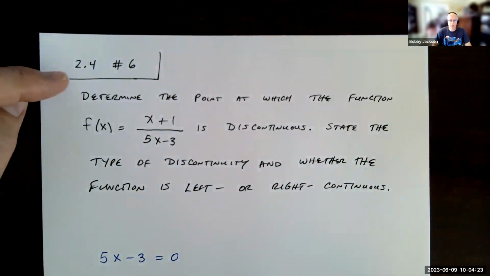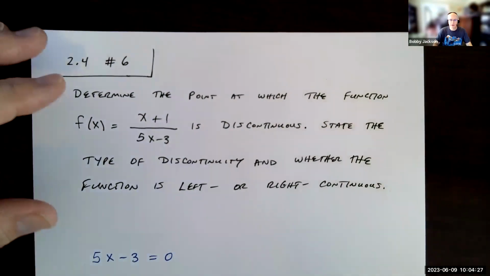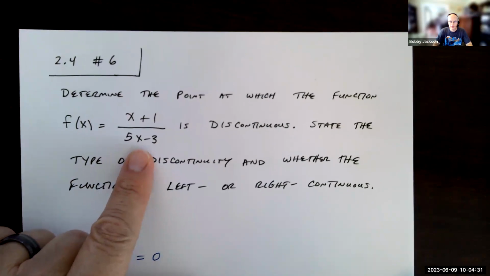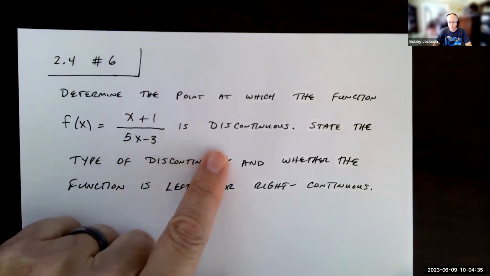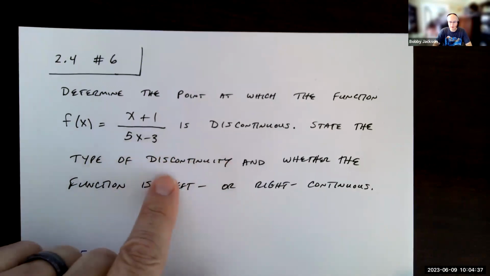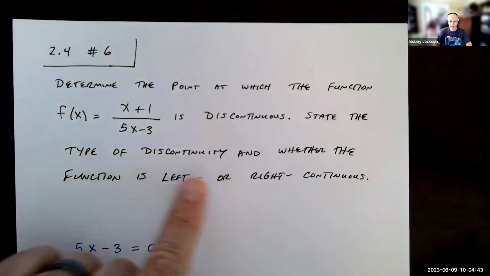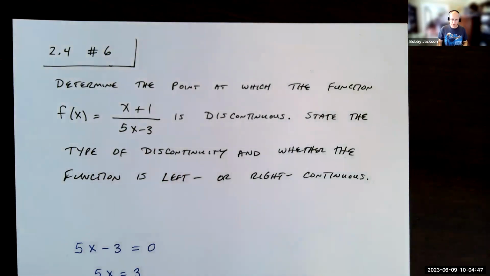Okay, we're going to look at number 6 in section 2.4. This problem says to determine the point at which the function, and again, this function should be something similar to what you have, is discontinuous. Then we're going to state the type of discontinuity. I'll explain that. There's actually a multiple choice selection for that in the problem. And then whether the function is left or right continuous. That's also a multiple choice part.